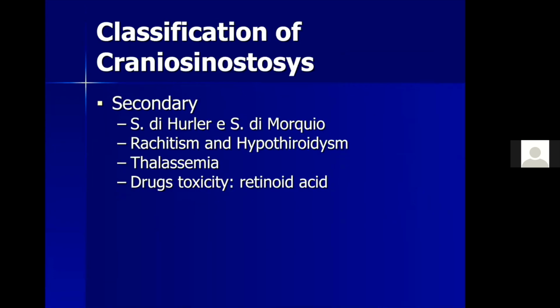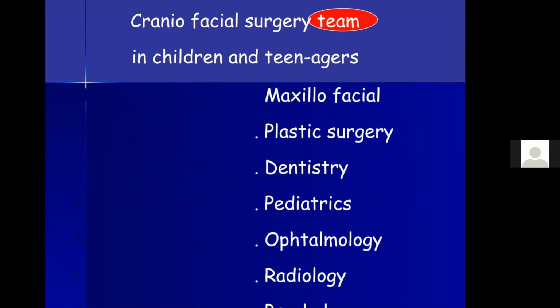Secondary craniosynostosis, not due to early synostosis of cranial suture, includes Hurler and Morquio syndrome, rickets and hypothyroidism, thalassemia, and some drug toxicity like retinoic acid during pregnancy. It is important to understand that we need a multidisciplinary team for the management of craniosynostosis: maxillofacial surgeon, plastic surgeon, dentistry, pediatrics, ophthalmology, and radiology.